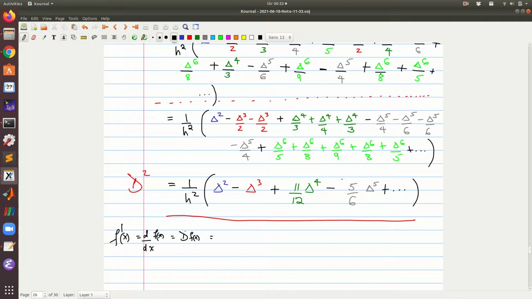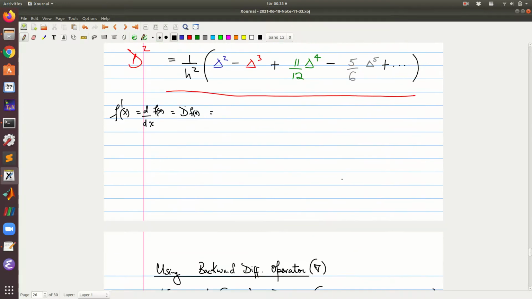So what we have here, d of f of x, is just exactly what we have there, where we have 1 over h, the first forward difference, minus the second forward difference, plus the third forward difference, minus the fourth forward difference, and so on, in that particular pattern, okay.